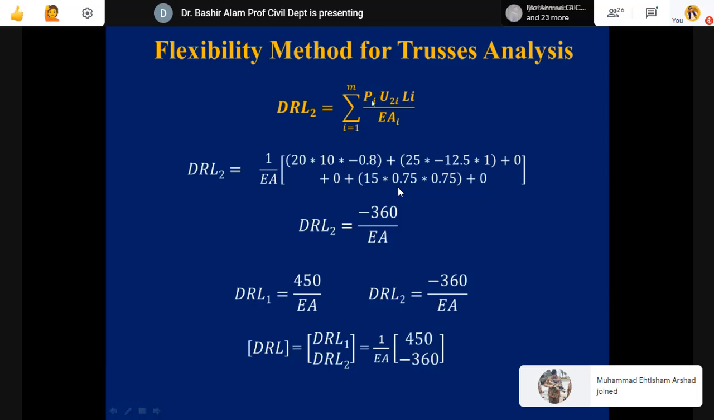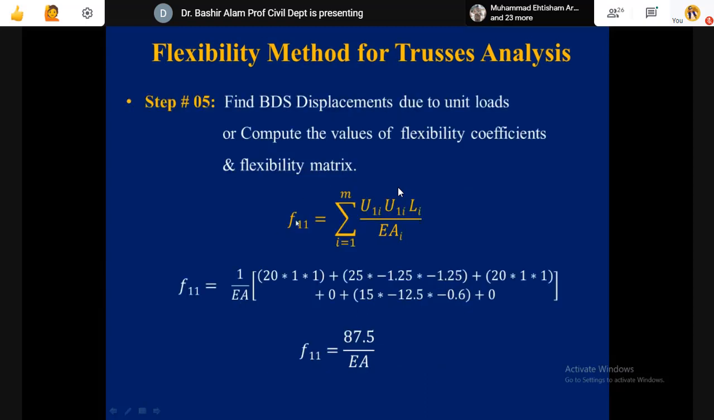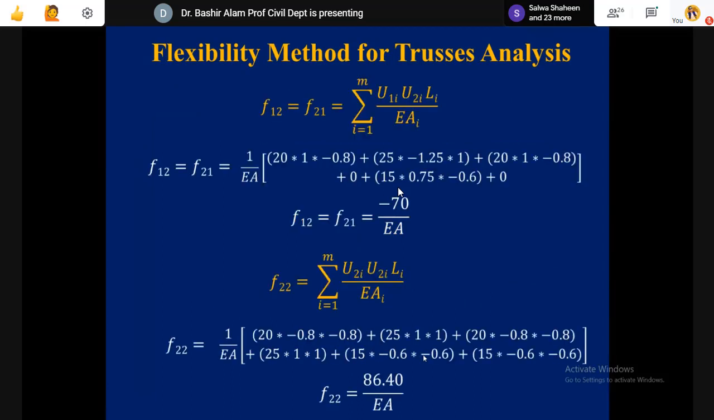Similarly, DRL2 is PIU2ILI divided by EI. So we can calculate this value for DRL2. F11, as I said, will be U1I square. Here you can see that from all the six members, the contribution is coming 87.5 divided by EA. Then F12 and F22 are calculated.